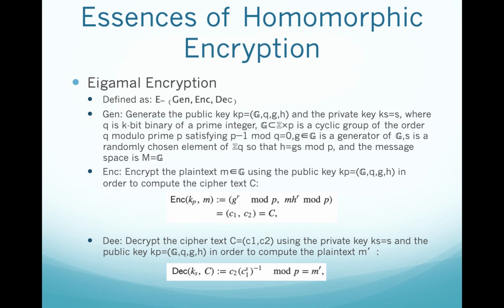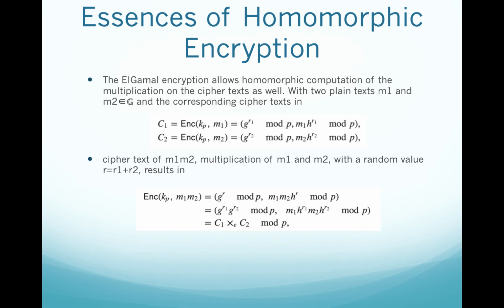So what the ElGamal encryption does is it allows our homomorphic computation as well. And you can see it's a little bit different than RSA, where our C1 now is going to be our encryption KP M1, which is going to equal G to the R1 mod P, M1 times H to the R1 mod P. And similar for C2, it's just going to be G to the R2 mod P, M2 times H to the R2 mod P.